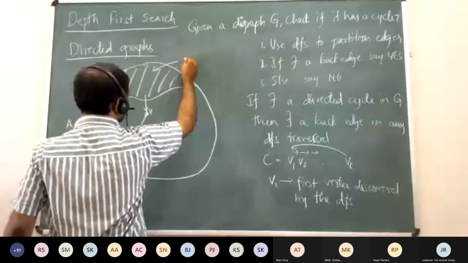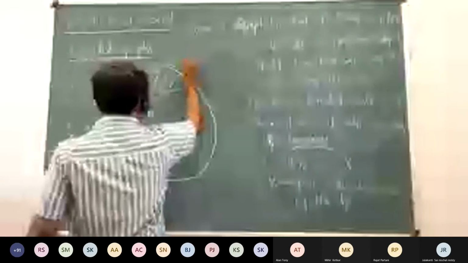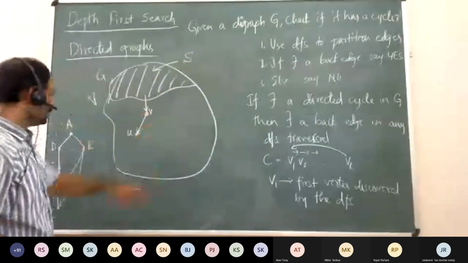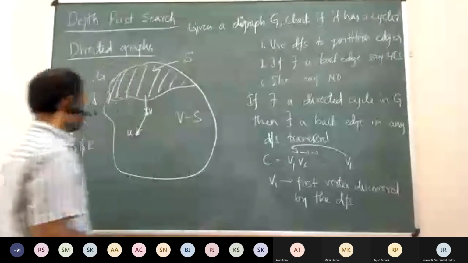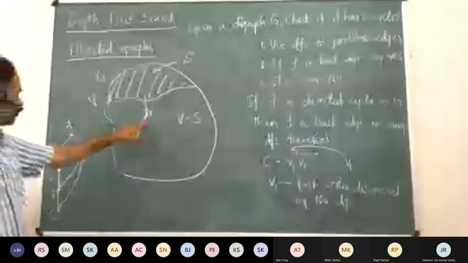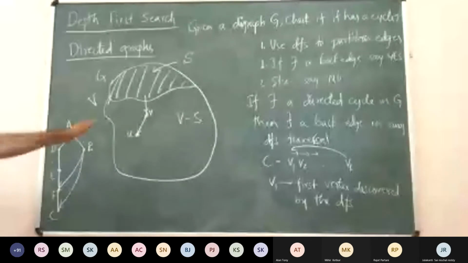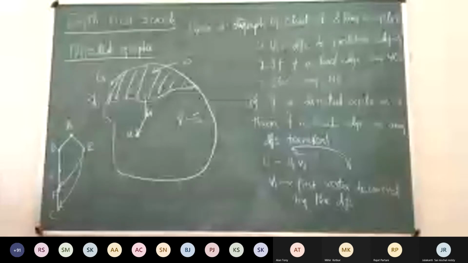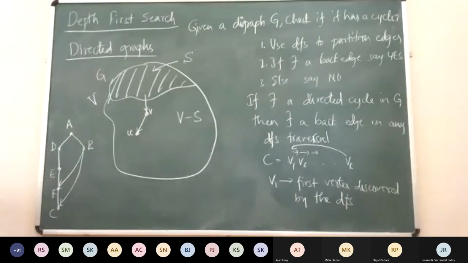Say, let me call G the graph where V is the vertex set, and S is the set of vertices which are already discovered. Now we are in V minus S. This is V minus S. So there is an edge from V to U. V is the first vertex among V minus S which is discovered. Now, can you say anything about U? Will U be a descendant of V in the DFS forest? Yes, sir.